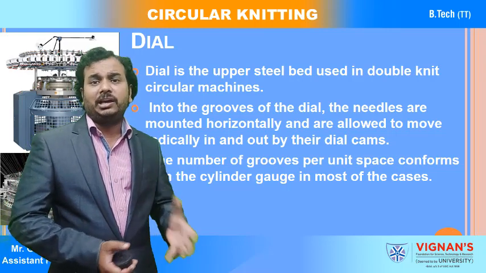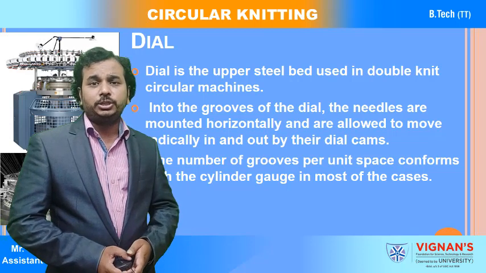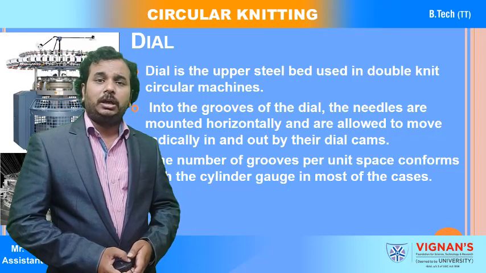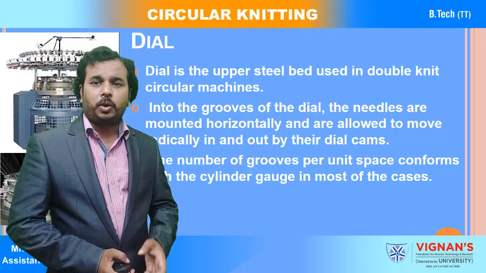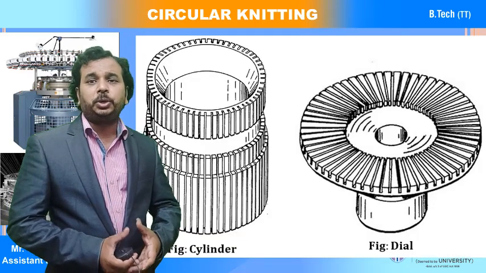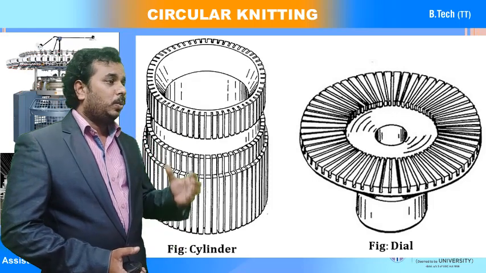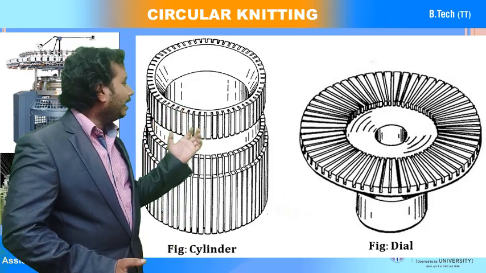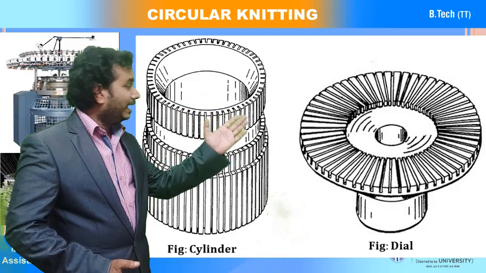Now the number of grooves per unit space conforms with the cylinder gauge in most cases. Simply, a similar kind of gauge is going to be used for good running and good quality of fabric production. And you can observe that I have shown here two images. One is called the cylinder and the second one is called the dial.